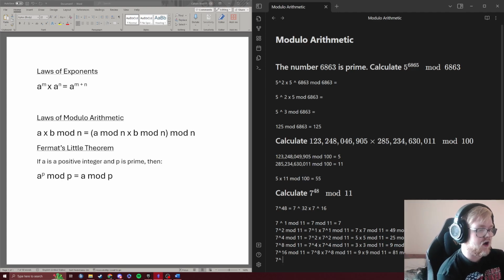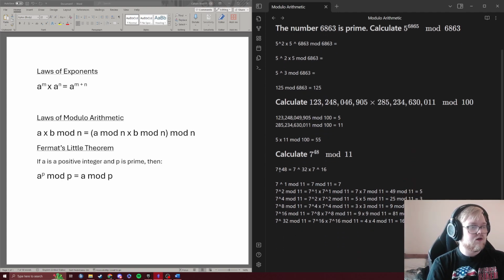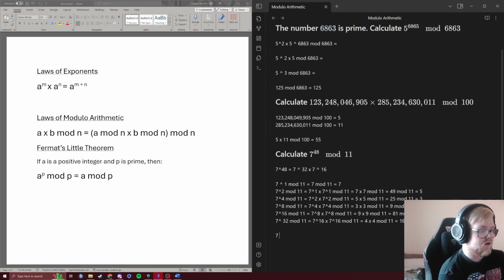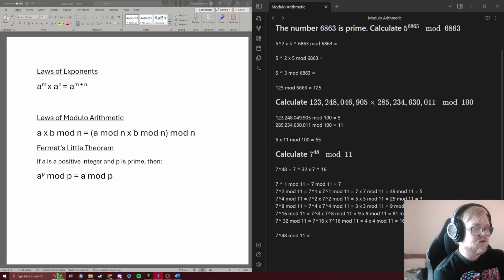And then we get up to 7 to the power of 32 mod 11, and we can once again substitute 7 to the power of 16, which is 4 times 4 mod 11 equals 16 mod 11, which of course goes into it once with a remainder of 5. And we know that 7 to the power of 48 is just 7 to the power of 32 times 7 to the power of 16. So we can do 7 to the power of 48 mod 11 equals 7 to the power of 32 times 7 to the power of 16 mod 11.